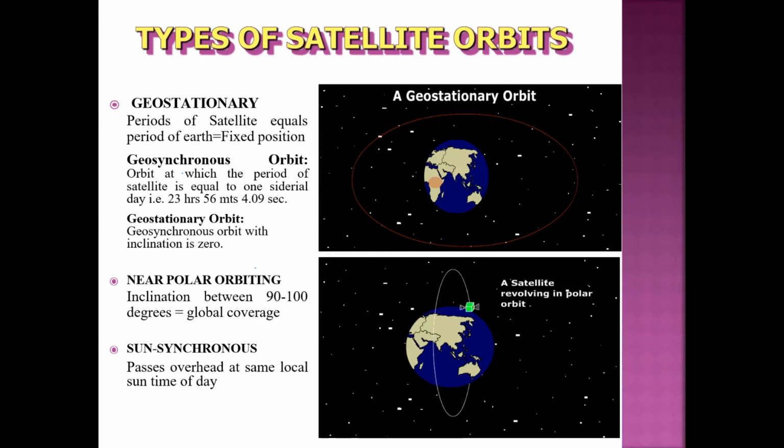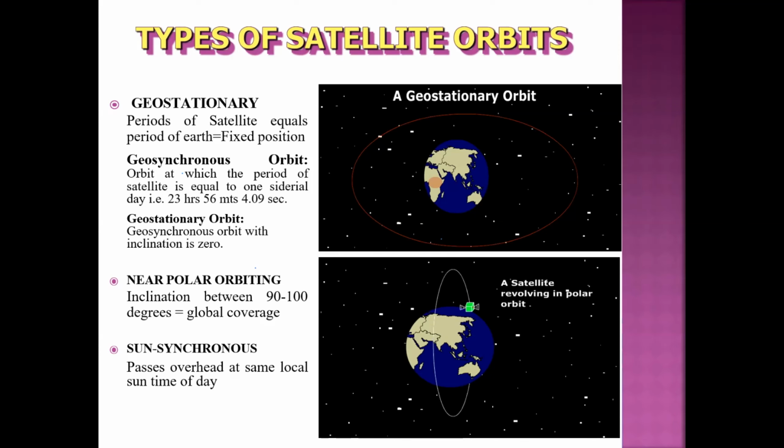So what happens in sun synchronous? Why is it called sun synchronous? Geostationary means what? Geo means Earth and stationary means constant. So with respect to the Earth it is stationary, because it is moving with the same speed as the Earth.